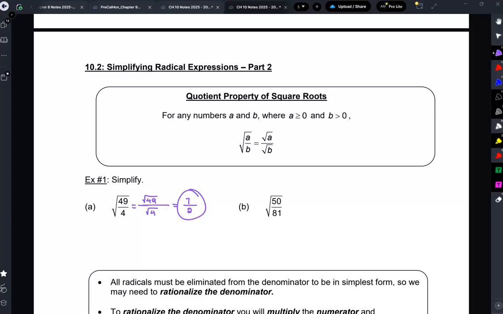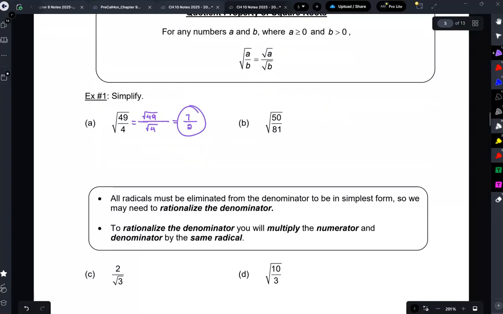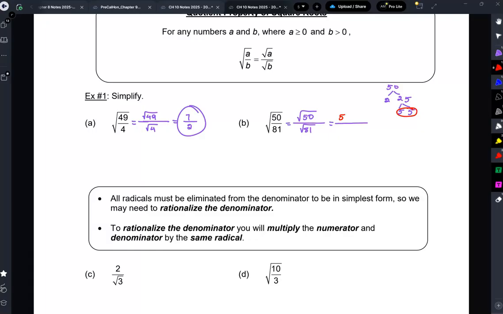Okay? Now, take a look at the next one. Sometimes we get lucky and they're perfect squares. Sometimes they're not. So take a look at this one. First, I'm going to split it up. Root 50, root 81. Okay, now, is 50 a perfect square? No. So I'm going to do prime factorization. It's 2 times 25, 5 times 5. So look at this one. In the numerator, this pair of 5's come out, and the root 2 will stay.